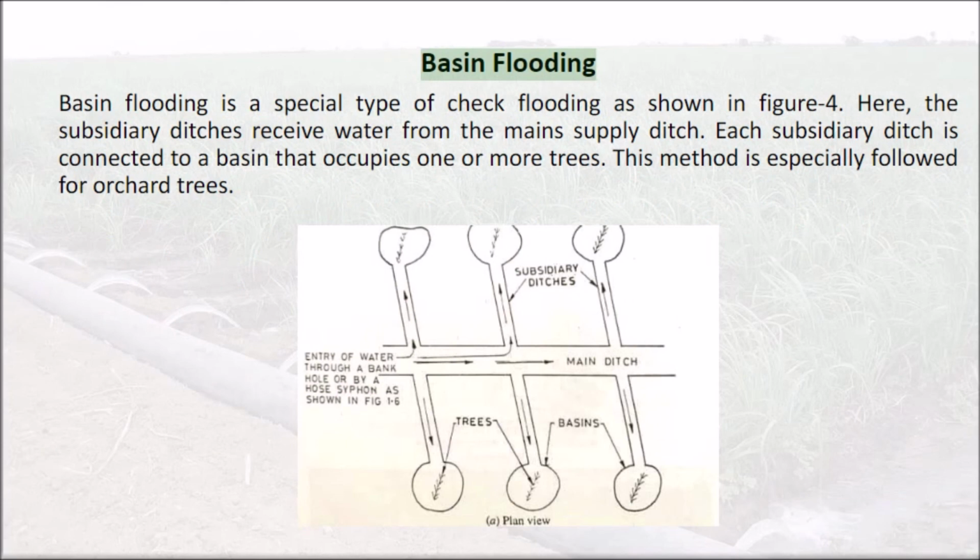Basin flooding. Basin flooding is a special type of check flooding as shown in Figure 4. Here, the subsidiary ditches receive water from the main supply ditch. Each subsidiary ditch is connected to a basin that occupies one or more trees. This method is especially followed for orchard trees.